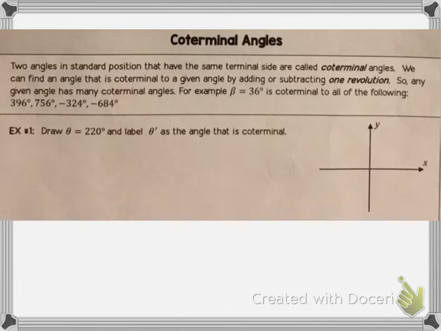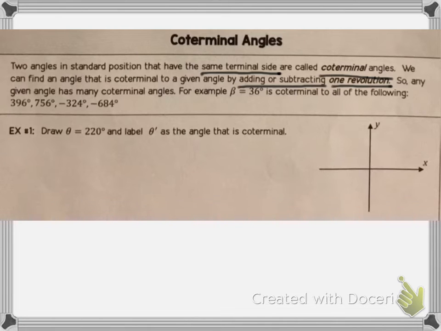All right, so now we are going to talk about coterminal angles. Two angles in standard position that have the same terminal side are called coterminal angles. Let me read that again. Two angles in standard position that have the same terminal side are called coterminal angles. We can find an angle that is coterminal to a given angle by adding or subtracting one revolution.